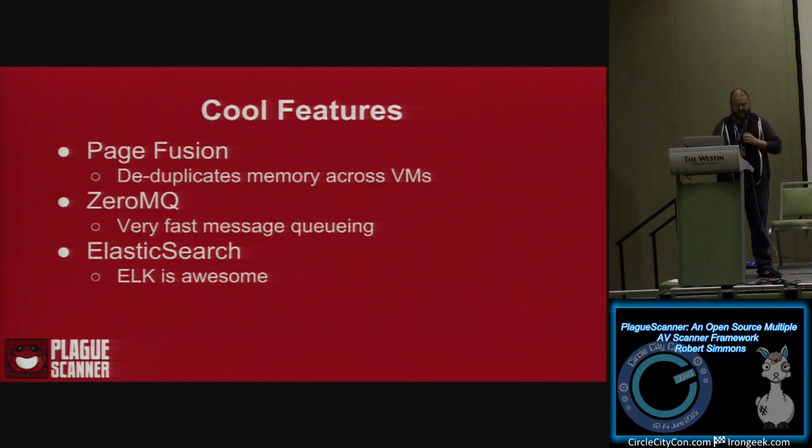So what are some of the really cool features here? As I said earlier, Page Fusion is a feature of VirtualBox, and what it does is, if you have 4 VMs all running Windows 8.1, many of the memory pages are going to be exactly the same across all 4 of those VMs. So why would the host operating system keep each one of those memory pages when it should only keep one and have that shared across each one of the VMs? So that's what it does.